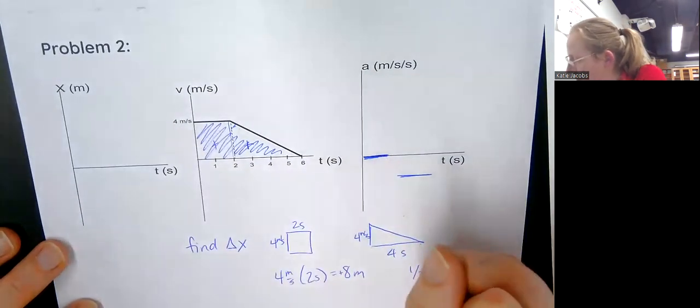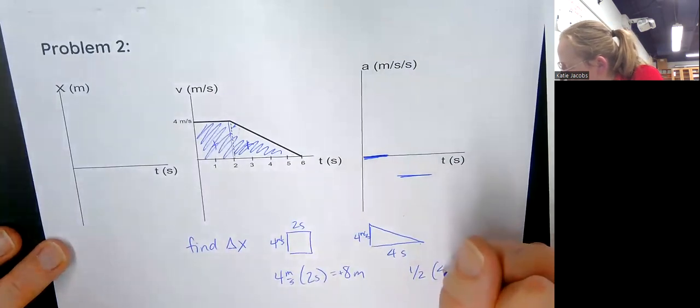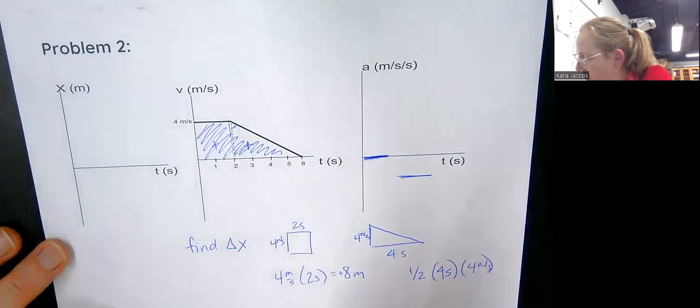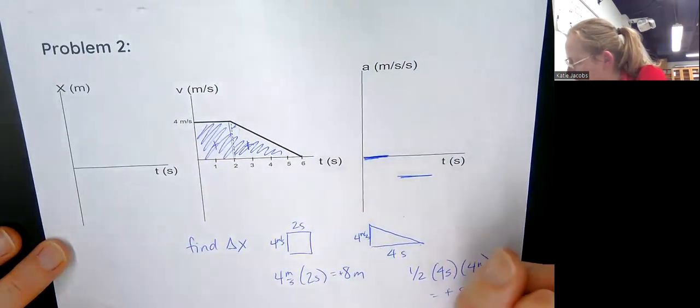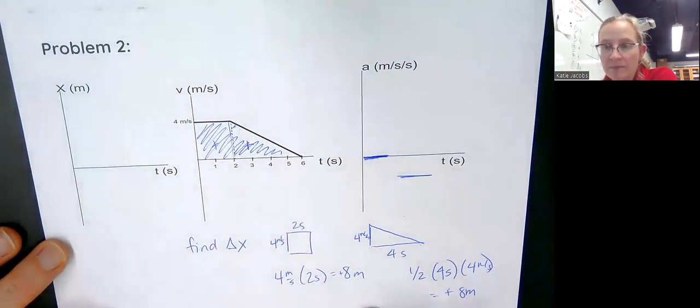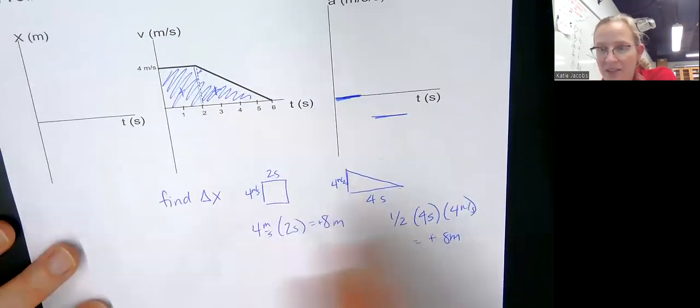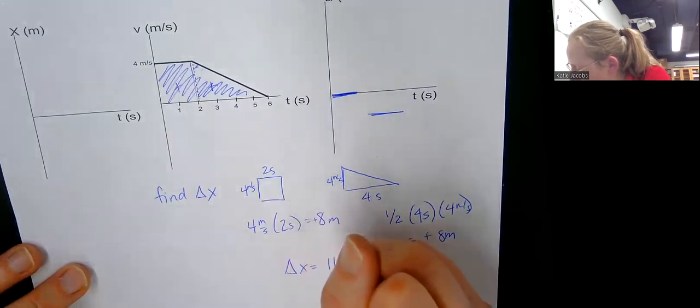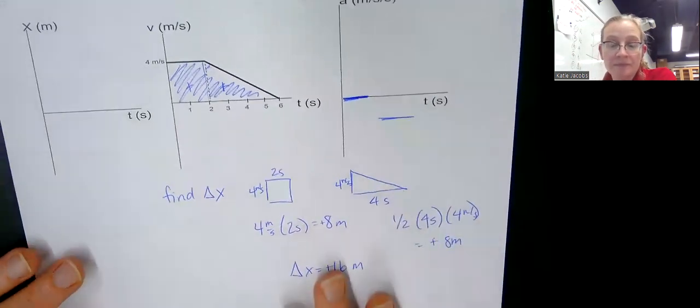So this is going to be 1/2 times base times height. 4 times 4 is 16 times 1/2. Well, this is interesting. That ends up being exactly the same amount. That's not always the case, that these two amounts you're adding together are the same. But now my total displacement is positive 16 meters.